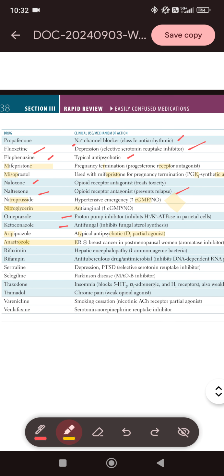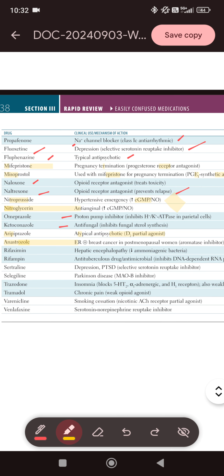Then we have rifaximin. It is used in hepatic encephalopathy, and it decreases the ammoniagenic bacteria. Next we have rifampin. It is an ATT drug, we know, and what does it inhibit? It inhibits DNA dependent RNA polymerase.